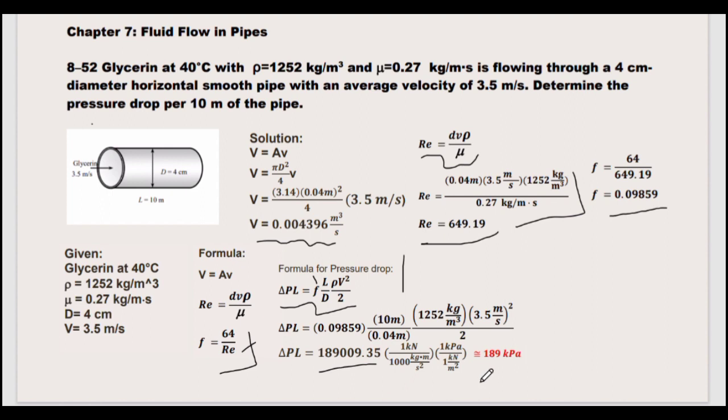Convert it to kilopascal: 1 kilonewton per square meter over 1000 kilogram meter per second squared equals 1 kilopascal. So we have 189 kilopascal. This is the pressure drop per 10 meters of the pipe.